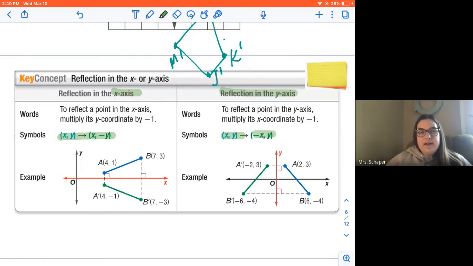Okay. So reflecting in the x-axis, reflecting in the y-axis. When you reflect in the x-axis, your y value changes. When you reflect in the y-axis, your x value changes.